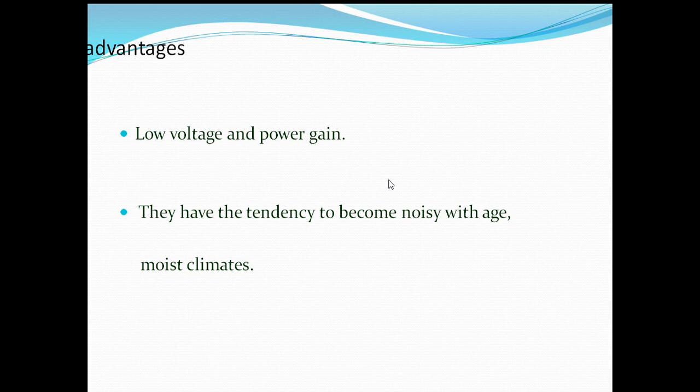Here, it gives low voltage and power gains. It is approximately 1; the voltage gain is unity. The power gain is also less, since the voltage gain is less, because the power gain is equal to voltage gain times current gain. They have the tendency to become noisy with age, moisture and climate. If we use the same amplifier circuit for several years, due to age the noise will increase because of a lot of variations in the environment.